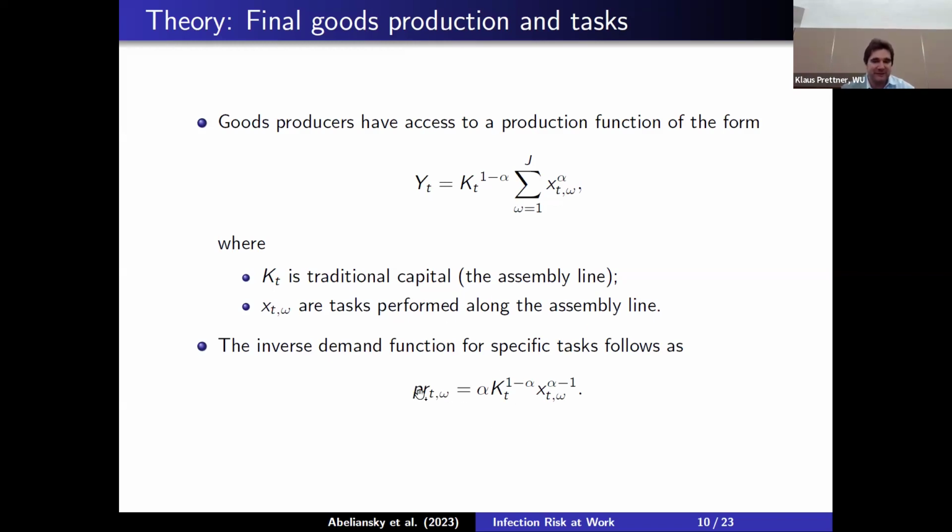And so we can derive this inverse demand function for the different tasks as the derivative of the production function with respect to employment of one task. So that's the derivative of this function with respect to xt omega. So alpha comes down from the exponent, we have the exponent minus 1, and the sum drops out because this particular task only appears once in the sum. And this is then the price that such a firm is willing to pay for a task, either if it buys the task on the market or if the task is performed in-house by workers or by robots. So both are possible, and they are isomorphic assumptions here.